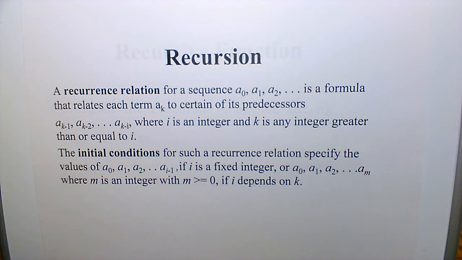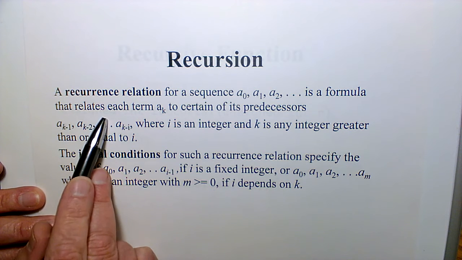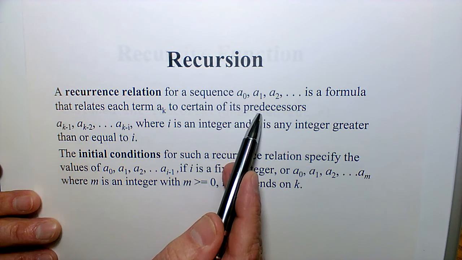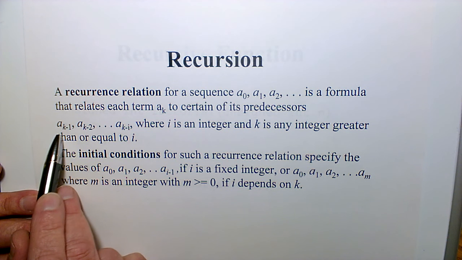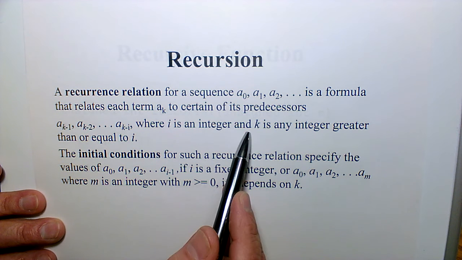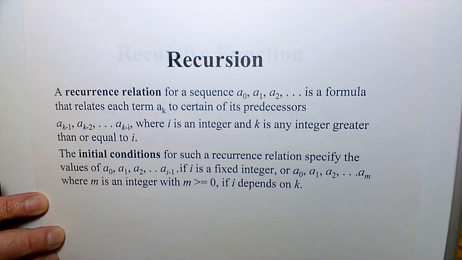Well, beginning our discussion of recursion, let's look at the definition of recursion that you have in section 5.6 in the blue box in your text. What it says is that a recurrence relation for a sequence is a formula that relates each one of the terms in the sequence to one or more of its predecessors. So it's going to look at the ones before a sub k, like a sub k minus 1, a sub k minus 2, and so on, where i is an integer and k is any integer greater than or equal to i. That sounds a little familiar, and it should, because it sort of fits in with the way we were doing things with strong induction.